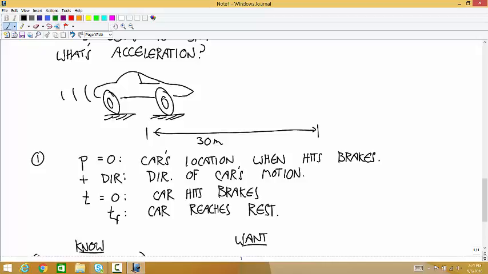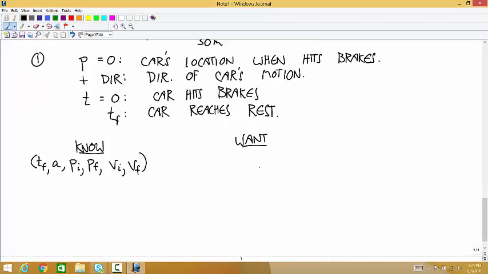What about acceleration? Do we know that? No? Do we want it? Yeah, that's what we're asked for. What about P initial? Remember what P initial means. Do we know the position of the car at the instant that time is equal to 0? Yep. So PI is equal to 0 because we put our 0 position at the place where the car is when time is equal to 0, remember? Time is equal to 0 when the car starts to brake, and we put our position equals 0 where the car is when it starts to brake. Okay.